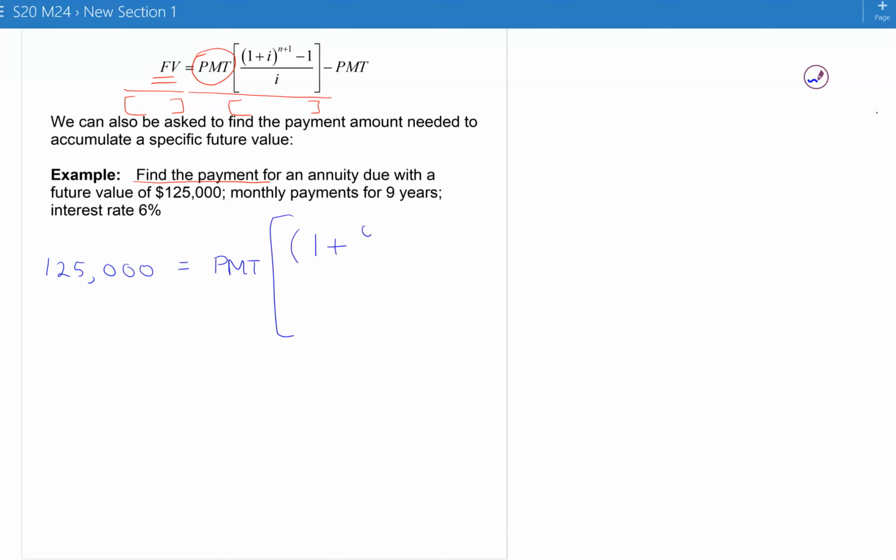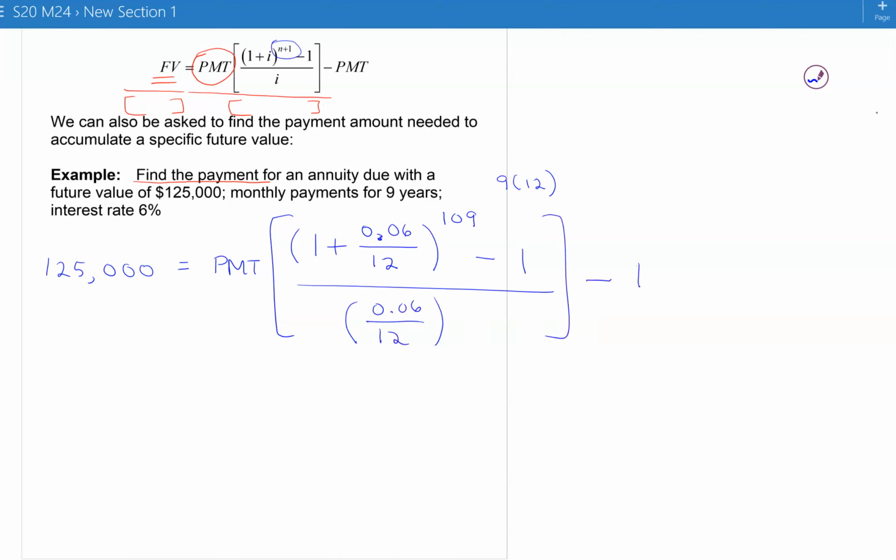So we have 1 plus interest rate of 6%, so 0.06 as a decimal. Monthly payments, so divide by 12. The exponent is going to be 9 times 12, 9 years monthly payments, so that's 108, add 1, so an exponent of 109, minus 1 over always your same interest rate, and then subtract off payment again.